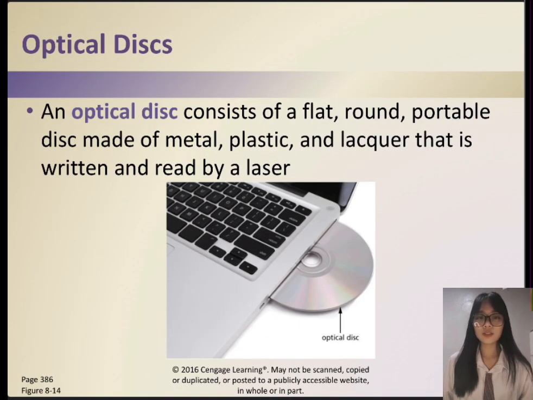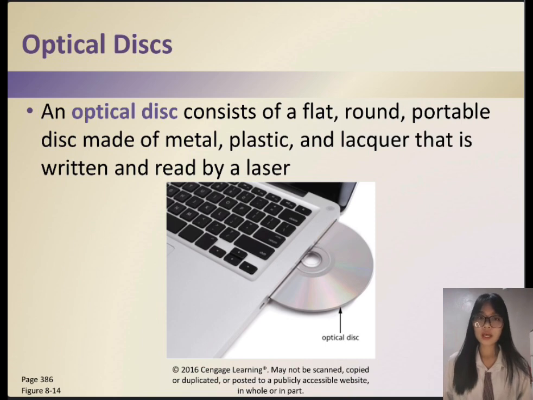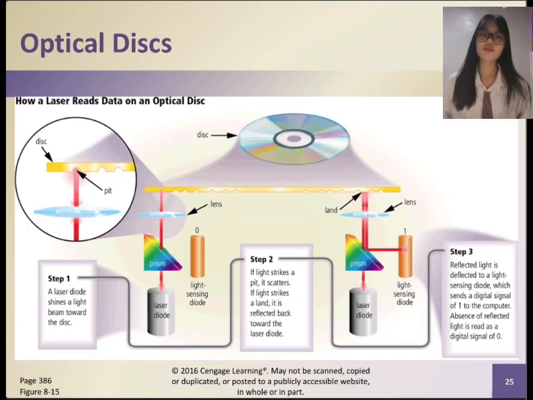Next, an optical disc consists of a flat, round, portable disc made of metal, plastic, and lacquer that is written and read by a laser. This uses a laser to read and write data. We also have here steps on how a laser reads data on an optical disc.